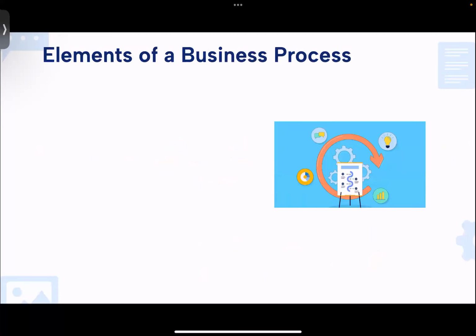Okay, so now we are going to discuss the elements of a business process. Can you all guess what could be the elements of a business process? Ishara, can you guess? If you can guess, yes. If not, no. What about Tarushi? Can you guess? What are the elements of a business process?